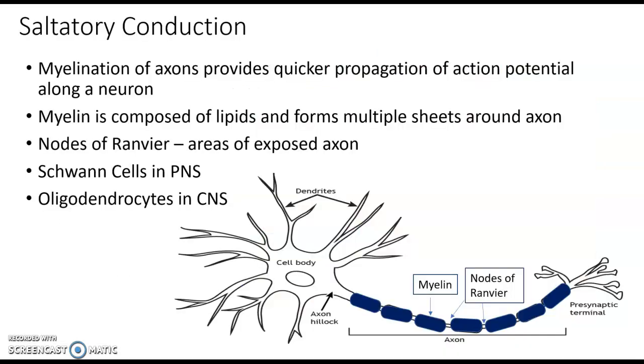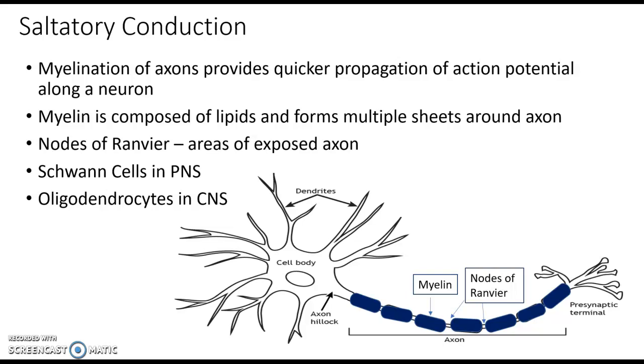The last thing that I want to chat about in this is the concept of saltatory conduction. So we've talked about this action potential, this wave of spikes that goes down the axon as that nerve impulse is propagated from the cell body to the axon terminals. Myelination is one way that we can speed up that propagation of the nerve impulse along the axon of the neuron. Myelin is composed mostly of lipids, and it wraps in multiple sheets around the axon, forming different types of cells depending on which area of the nervous system it is associated with.